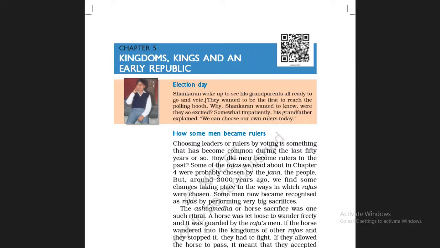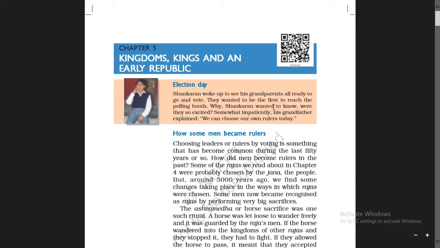He woke up to see his grandparents were already ready to go and cast their vote. They wanted to be the first to reach the polling booth. So the grandparents want to go first in order to cast their vote, to reach the polling station where the vote has to be cast.